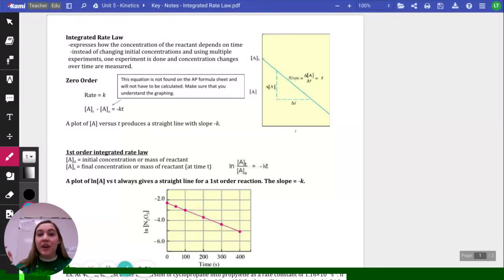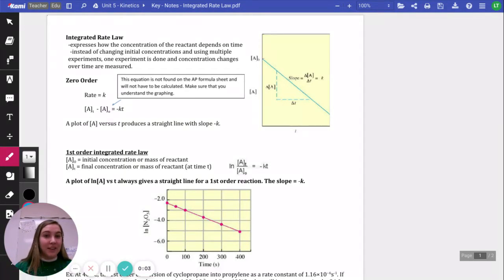Okay, so we are going to talk about the integrated rate law today. For this lesson, you are probably going to want a calculator of some variety. The other thing you might want is your AP constants and equations sheet. If you have it, just a couple of these equations are on the sheet, so you may want to be able to find them so that you know where they are for later.